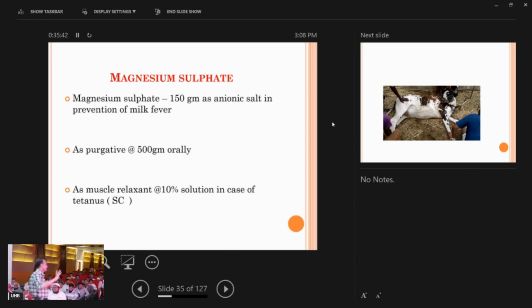As a purgative, how much do you have to give? Magnesium sulfate 500 gram, sodium chloride 250 gram. Mix it with water and drench it. It acts as an excellent purgative. So in large animals, the excellent purgative is magnesium sulfate with sodium chloride. And when you are giving it as a 10% solution, it acts as a muscle relaxant in the treatment of tetanus. So you have magnesium sulfate 10 gram in 100 ml. You mix it and give it subcutaneously so that it acts as a muscle relaxant in case of tetanus.